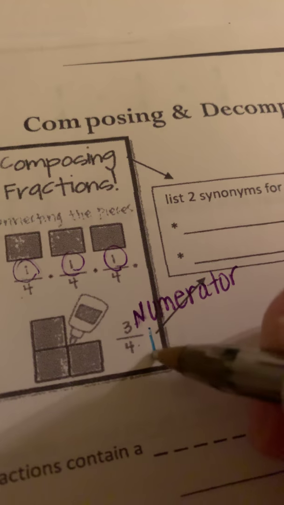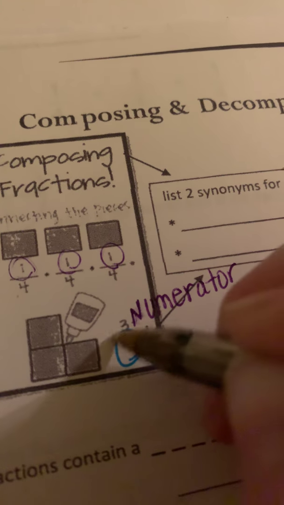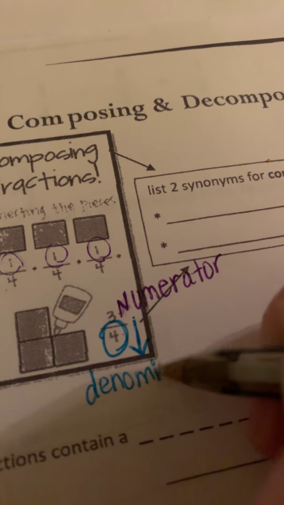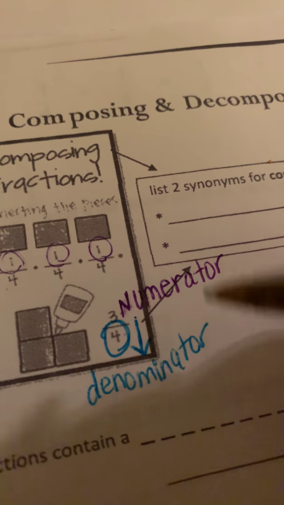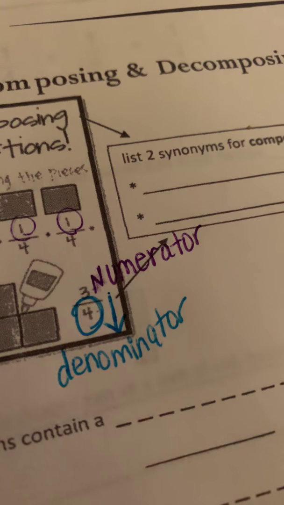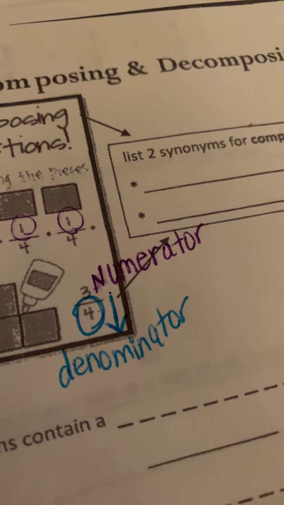And then we get down and shake our denominator. And what are we shaking? Your butt, your bottom. That's right. Your bottom number is your denominator. And I'd probably get up and go check.